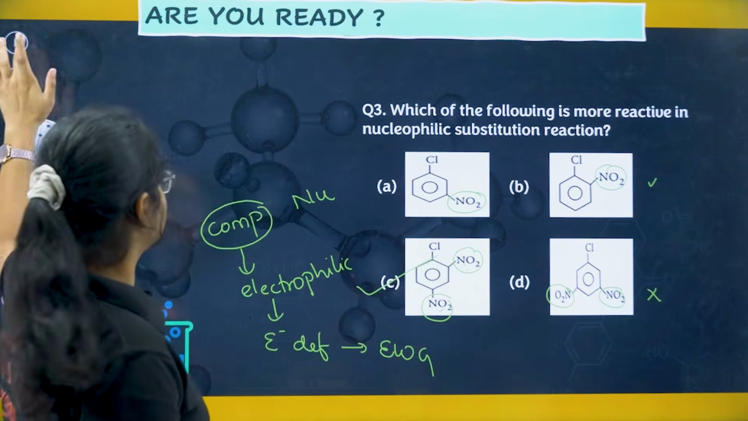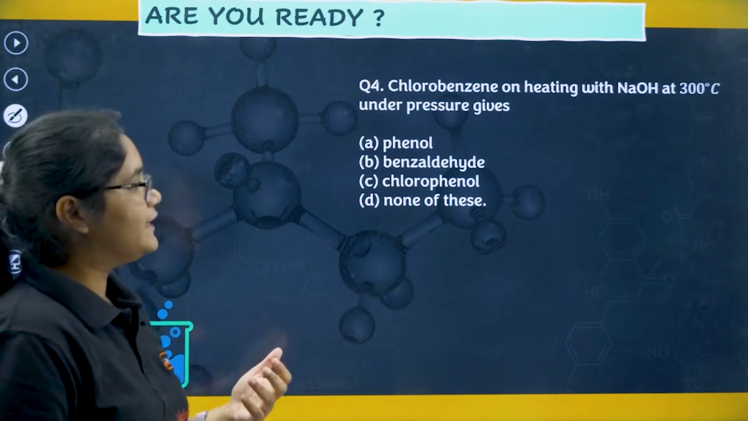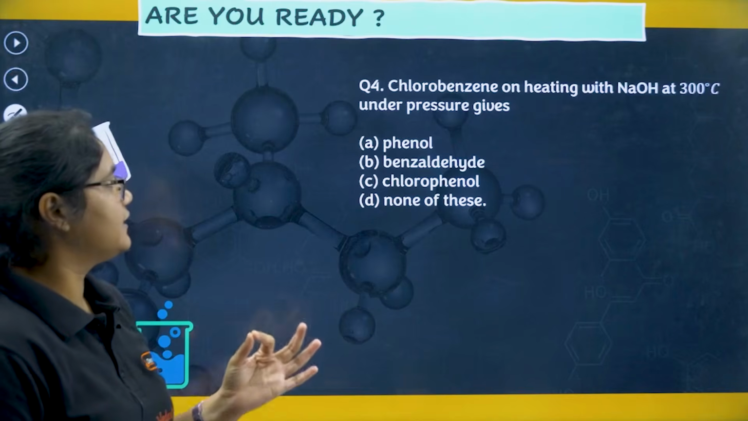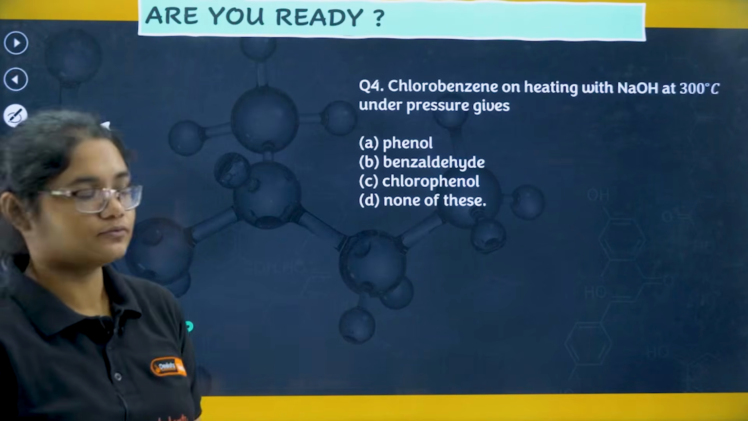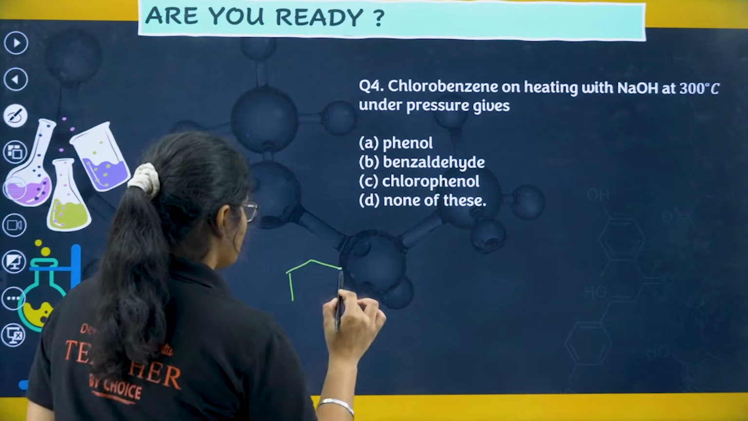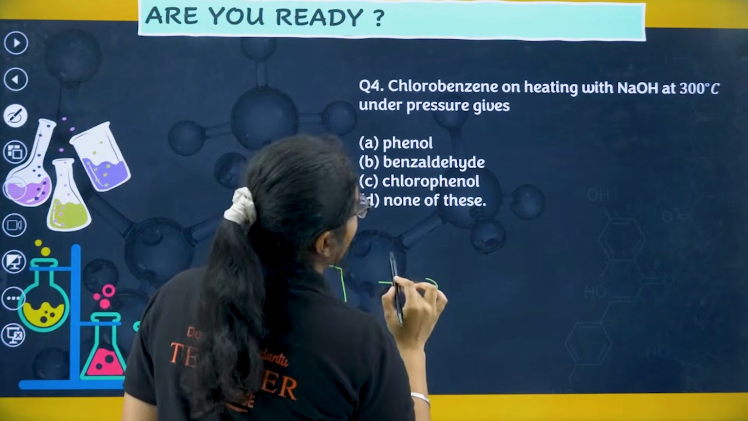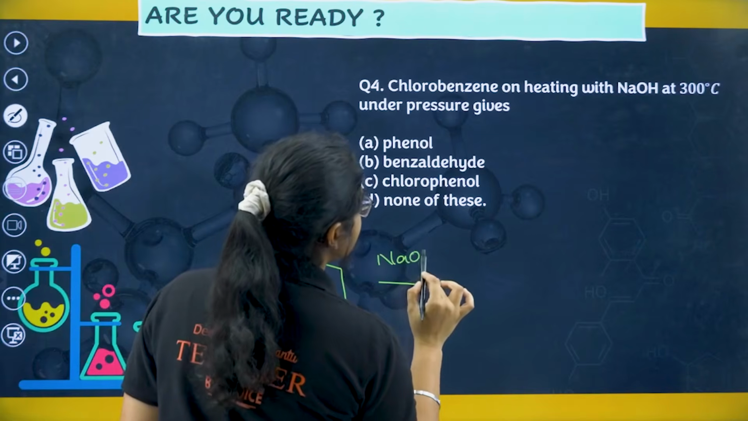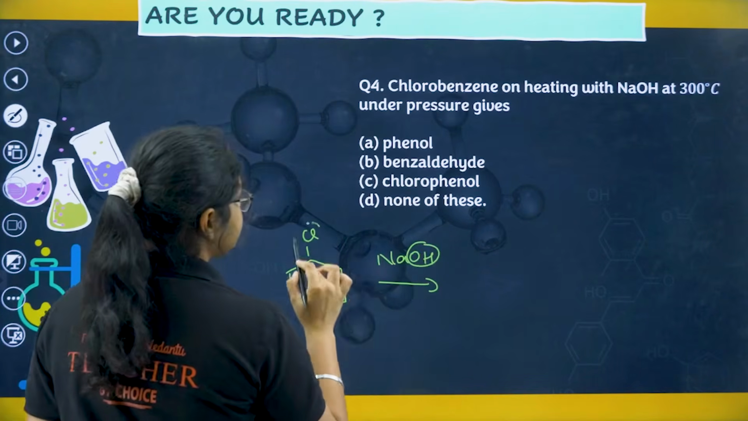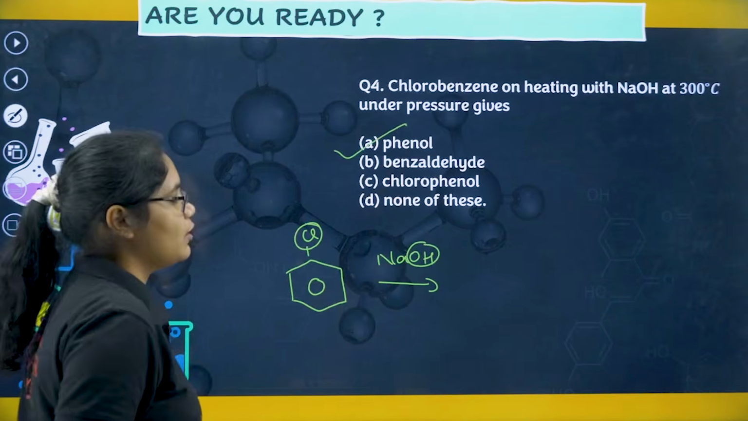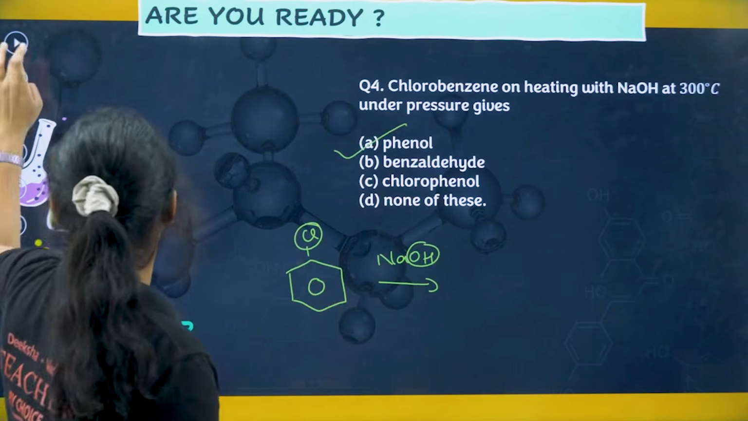Okay. Next, chlorobenzene on heating with NaOH at 300 degrees Celsius under pressure gives you. So we have just seen the first reaction, chlorobenzene, if you treat it with NaOH. Okay, so what will happen? This OH will replace this one and you will get phenol here. That is option number A.